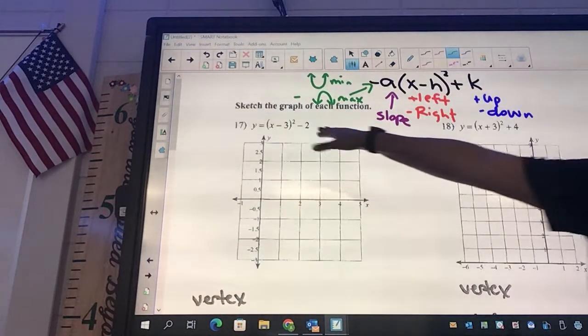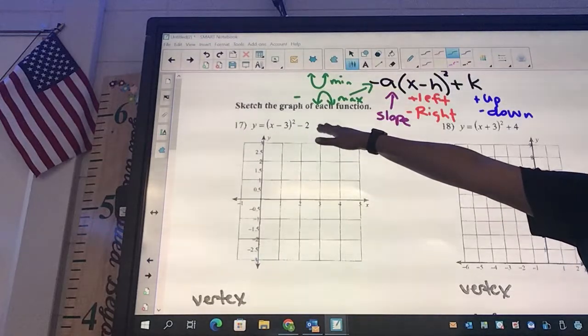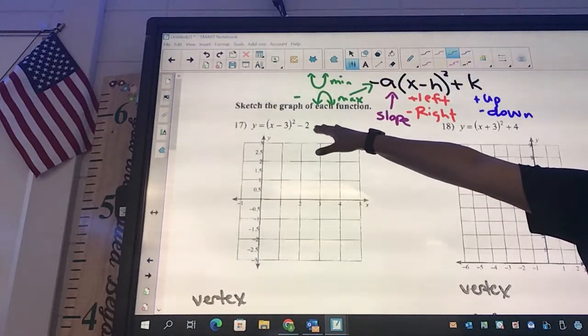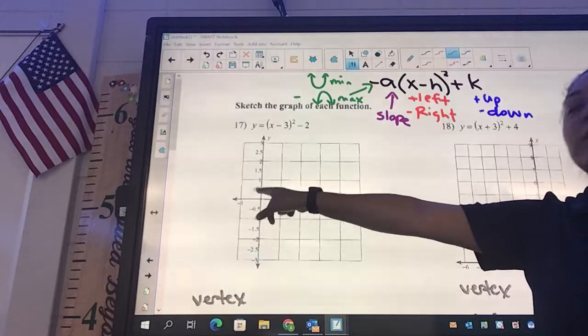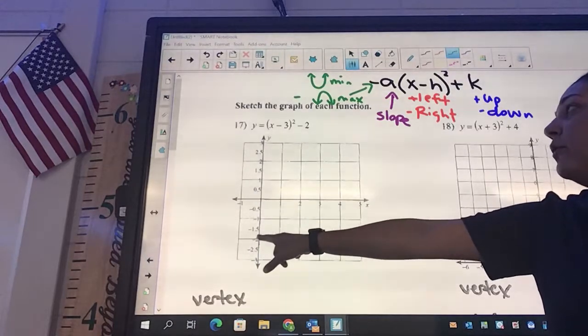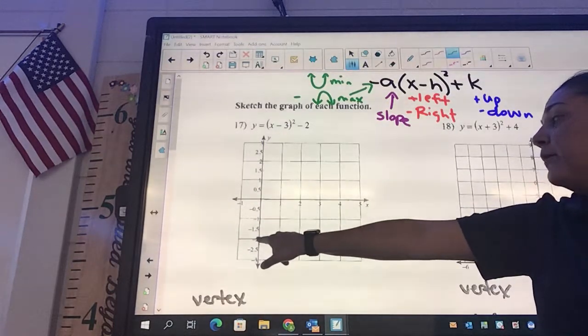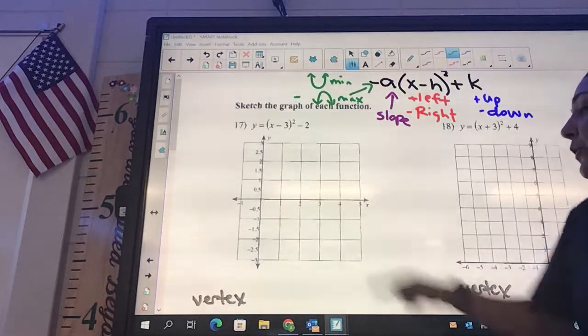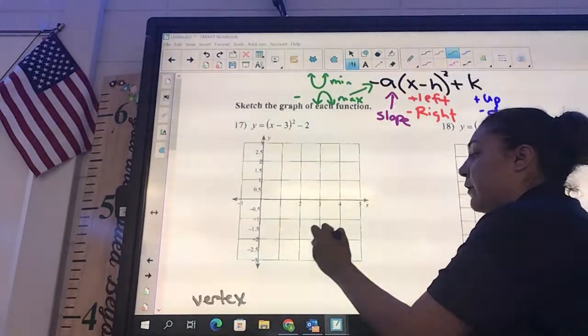So if we look here, what does the -2 do? It goes down 2. Okay, we always start from 0. What's this +3 do? Right 3. So here's where your graph's going to start.